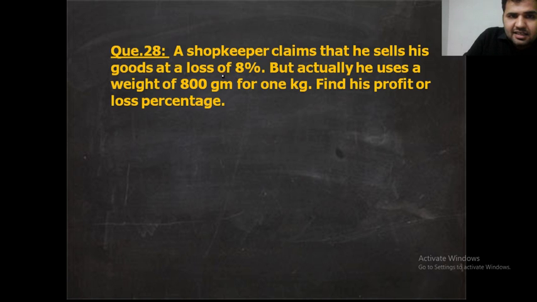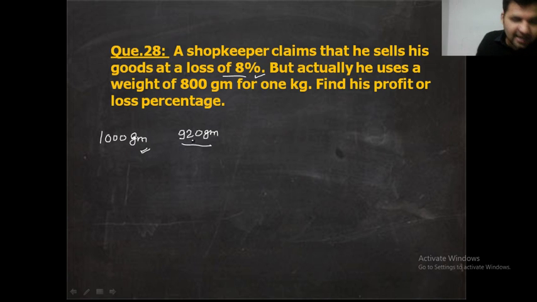Shopkeeper is claiming that he is selling the product at a loss of 8%. So what is the meaning of this statement? If a customer goes to buy 1000 gram of the product, he is claiming that he is selling the product at 8% loss. So 8% loss means he is charging the money for 920 grams only. 8% of 1000 is 80 gram, so he will be charging for 80 gram less as compared to what he is investing. That means he will be charging for 920 gram.